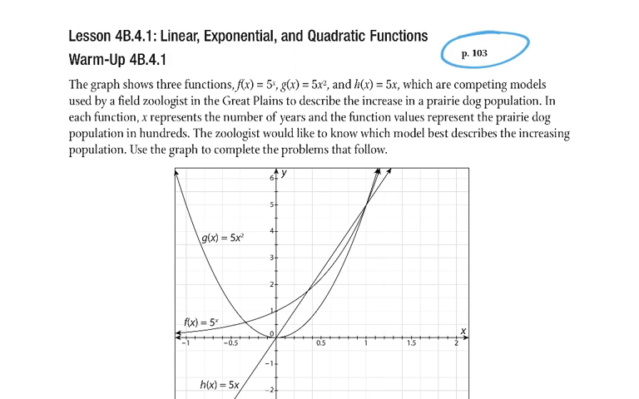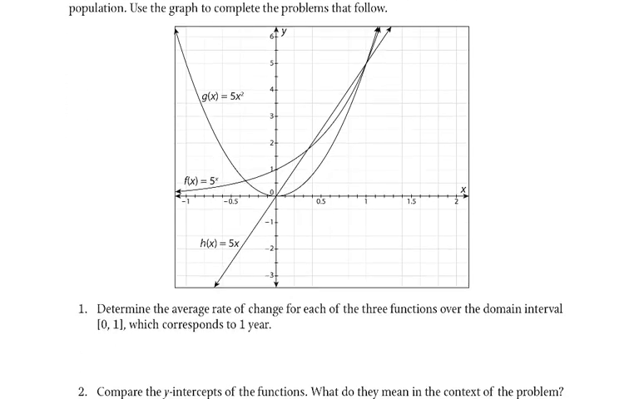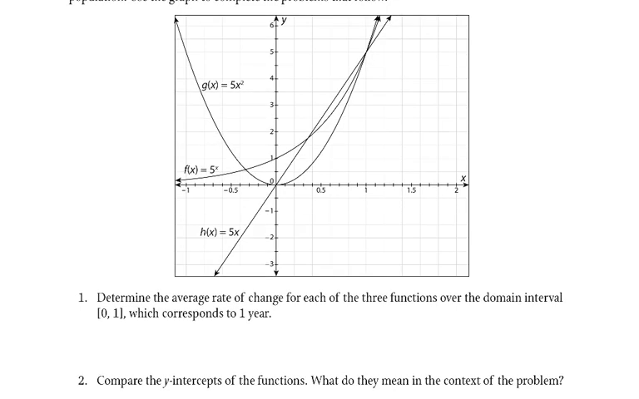So we've got three functions here. We've got an exponential, a quadratic, and a linear. Okay? So they use it to describe the increase in a prairie dog population. In each function, x is number of years, and the y is the population in hundreds. So let's answer some questions. So it says determine the average rate of change over the domain interval of 0 to 1.